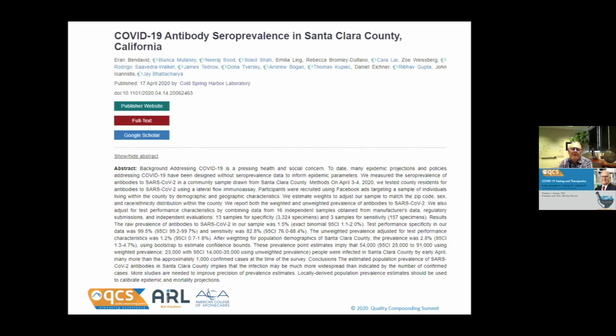This was a study that we actually did. We teamed up with Stanford and a group of scientists in Salt Lake. This utilized those laminar flow tests, which look like a pregnancy test, that showed IgG, IgM, or negative. It was used in several sites across the western part of California. This was one that we studied, and we actually published it with Cold Spring Harbor Laboratory in April.